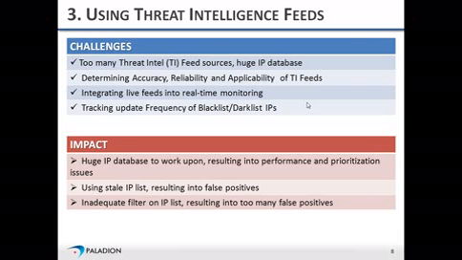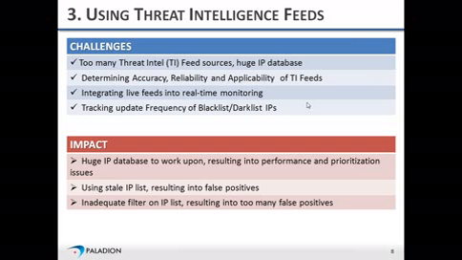Then tracking update frequency from blacklist and darklist type. So the multiple sources give different varied frequency. Some do it in 4 hours, some do it every hour, some do it real time, some give it in 24 hours. So tracking those updates is also a challenge which we see from this topic.